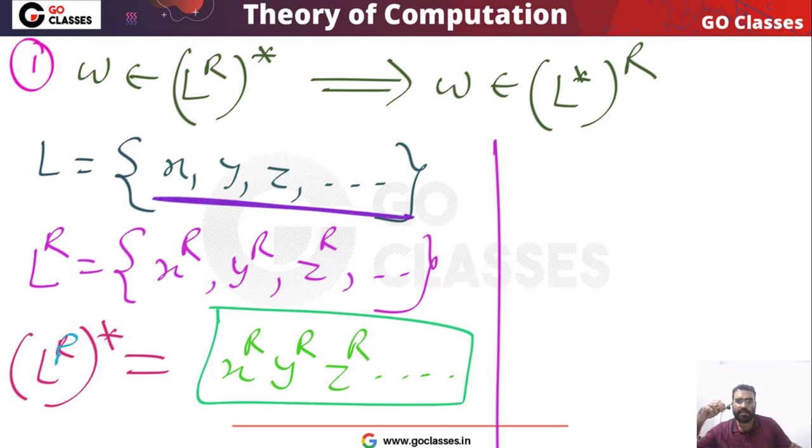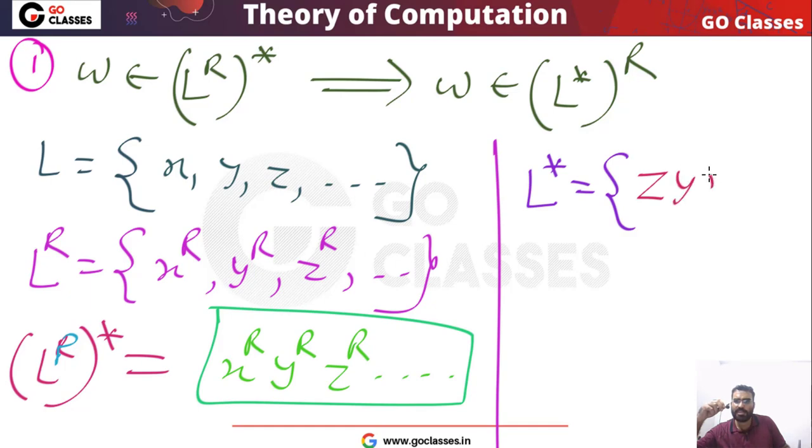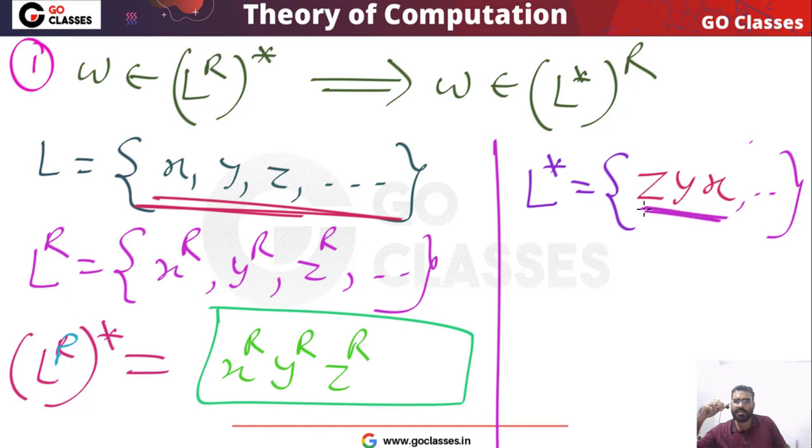because you can notice that if this is your L, then what is your L star? L star will have this type of strings. I want to prove that this string also belongs here. Now you can notice, if this is your language L, then in language L star, definitely this string is there. This string is in L star. Then in L star whole reverse, what will happen?